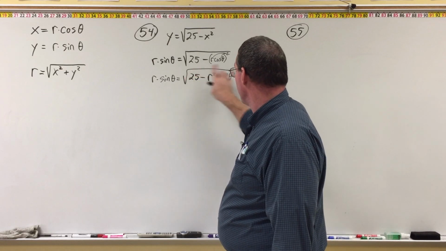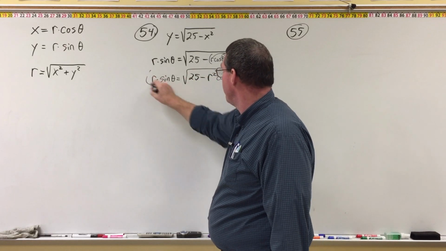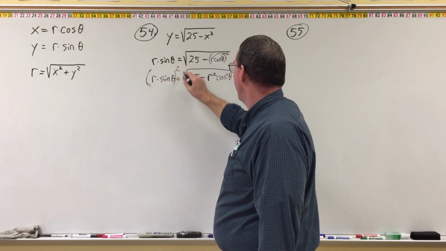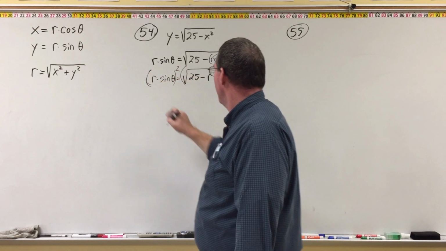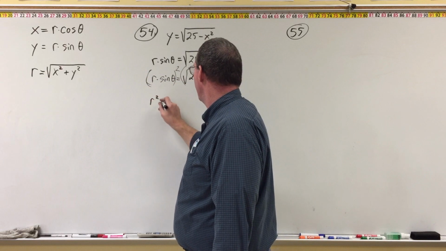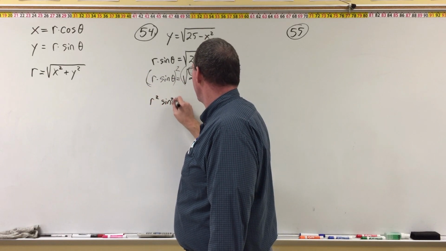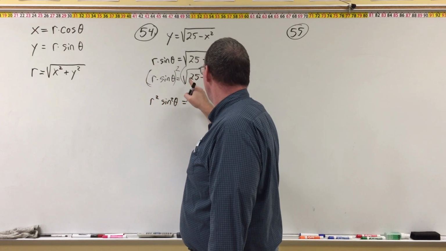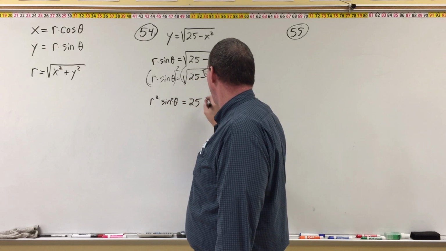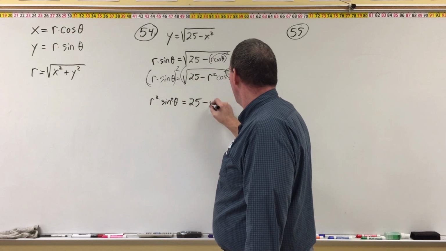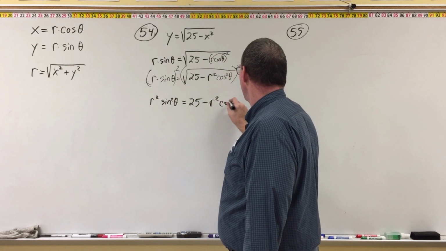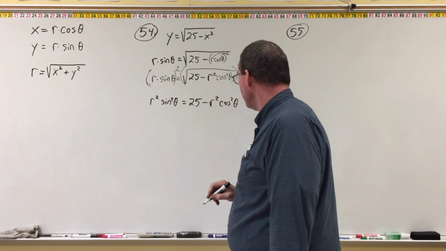I got to get rid of this square root because the square root is all by itself. So on both sides, I'm going to square. And so over here, I'm going to have r squared sine squared of theta is equal to, cancel the square root, 25 minus r squared cosine squared of theta.